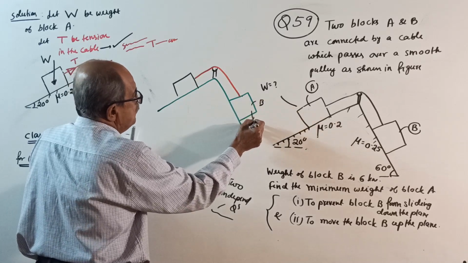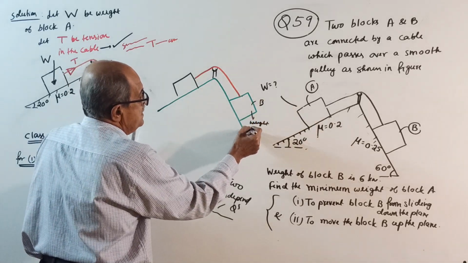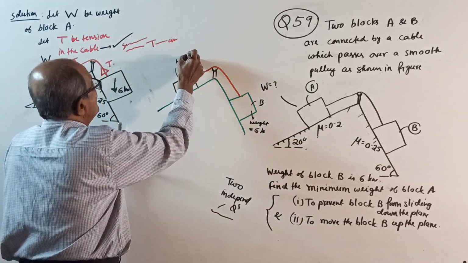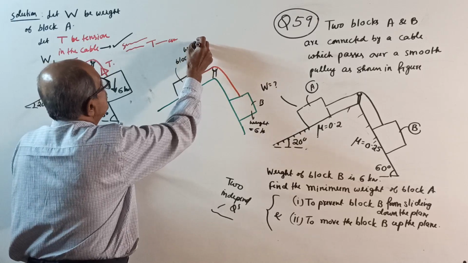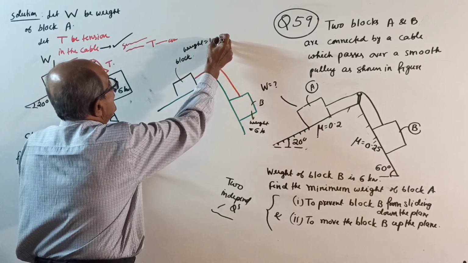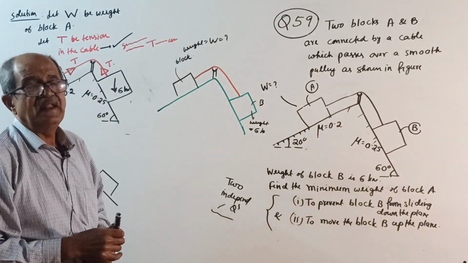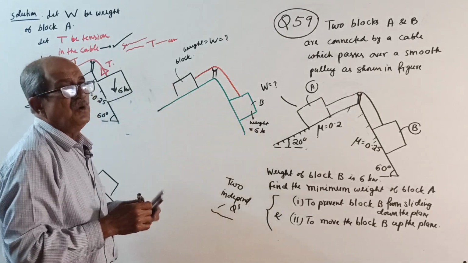This weight is known to you. How much weight? The weight is 6 kilonewton. This is block A, weight is W. That W you have to find now. There are two questions. See now, I will tell what happens.